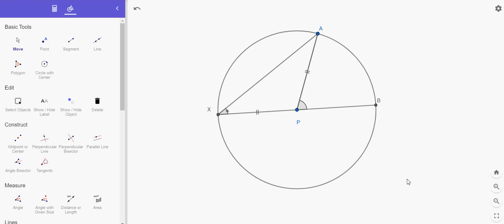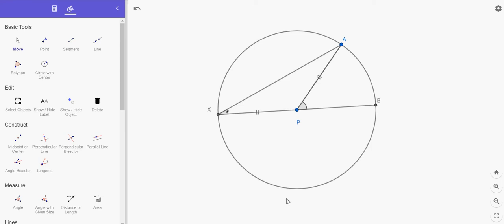Hi everyone. Let's talk about inscribed angles in circles. Last week we talked about central angles. A central angle is an angle whose vertex is at the center of a circle. And as we discussed, the measure of an arc is equal to the measure of the central angle that intercepts that arc.